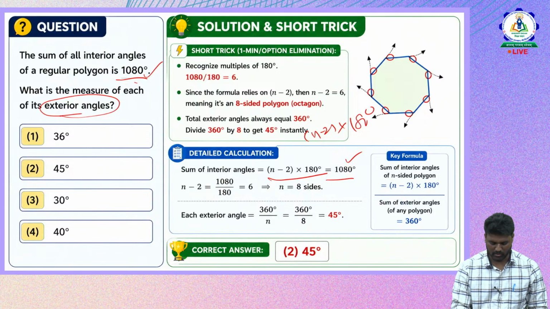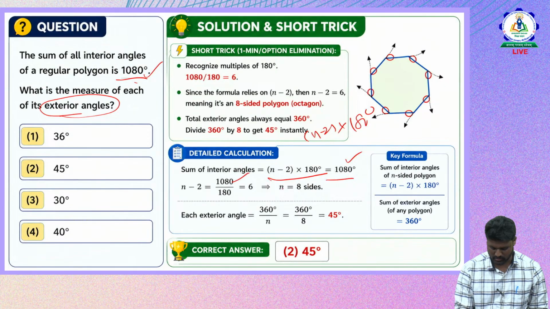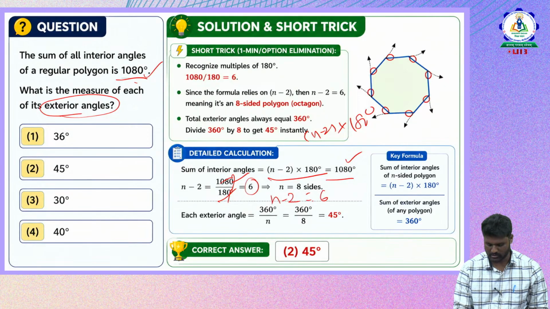Now we don't know how many sides the polygon has, so we need to identify n, which is nothing but the number of sides of the polygon. If you simplify this, how much will we get? n minus 2 is equal to 1080 by 180. Simplifying, 18 ones are 18, 18 sixes are 108, so we get 6. So n minus 2 is equal to 6.